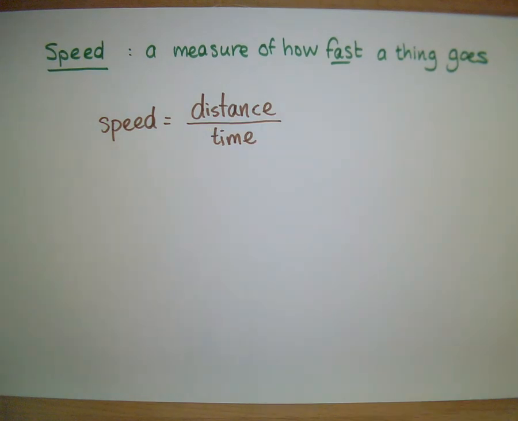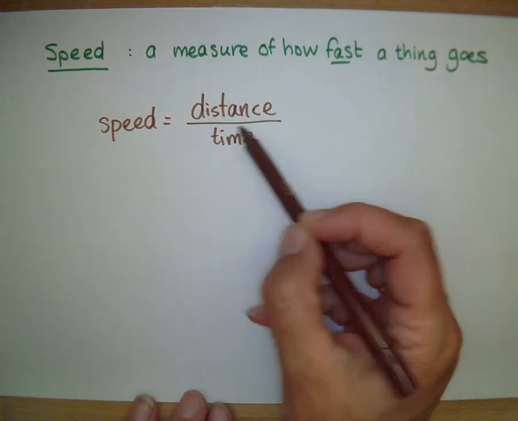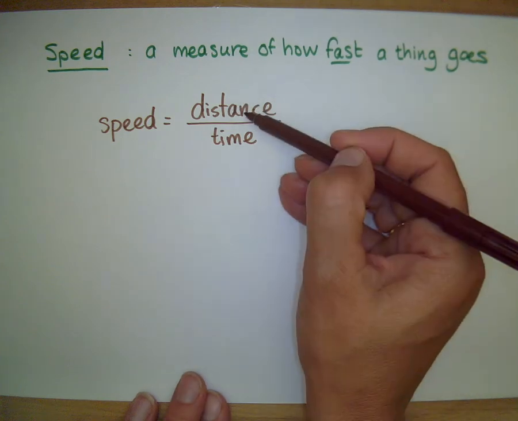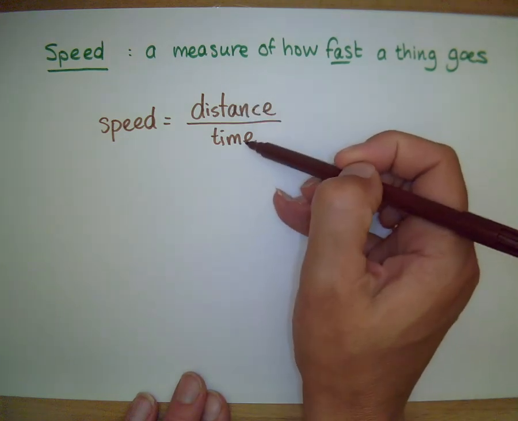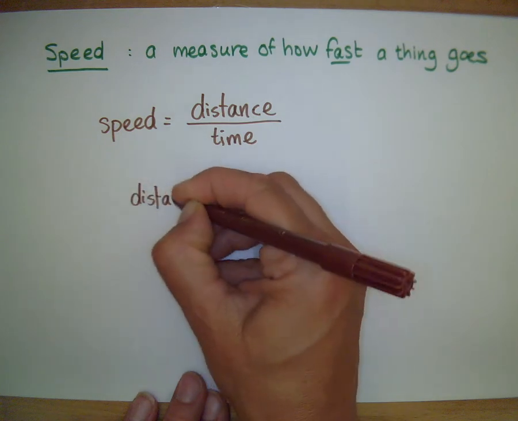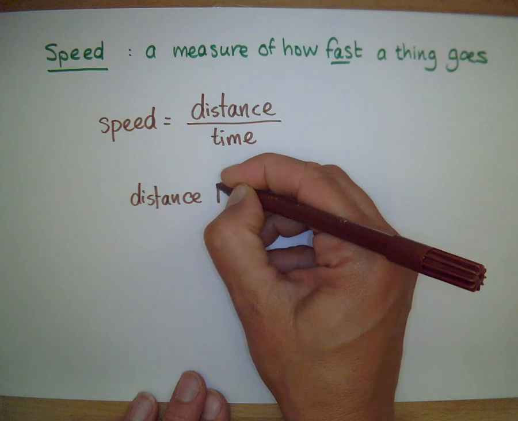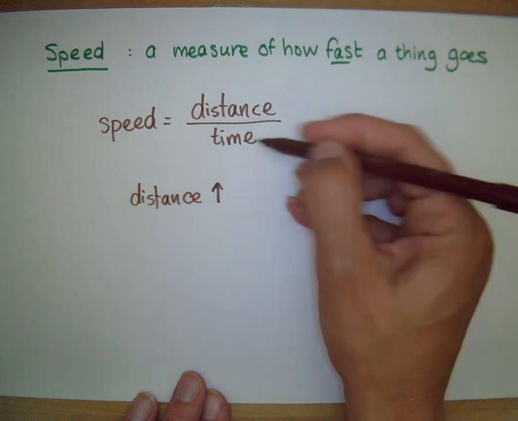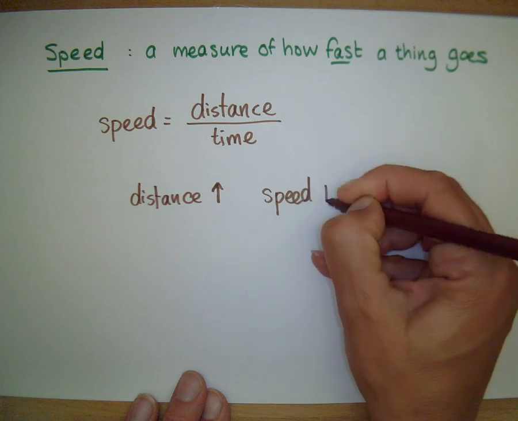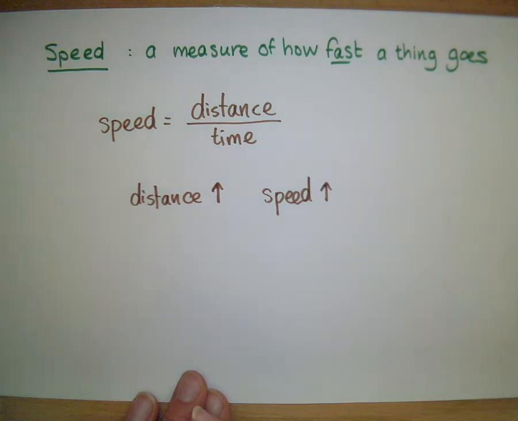Yeah? This formula makes a lot of sense because we know that, say the time was set and the distance that we go in that set time goes up. So when distance goes up, we go further in that certain time. That means we had a higher speed, right?